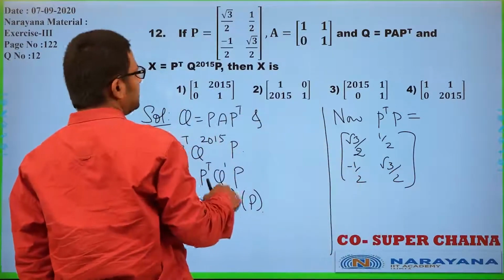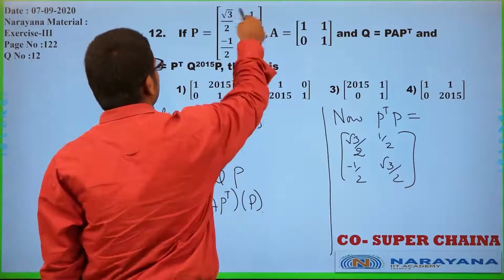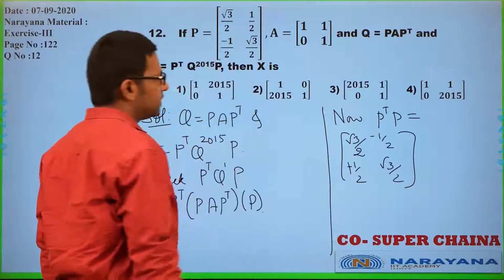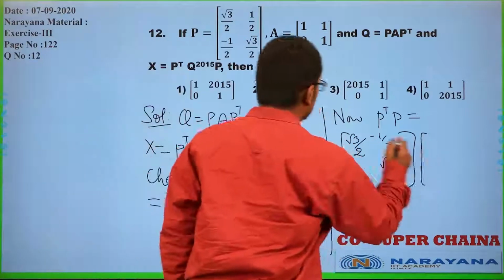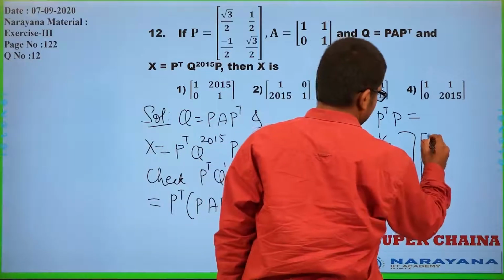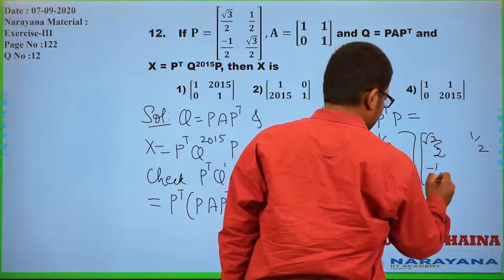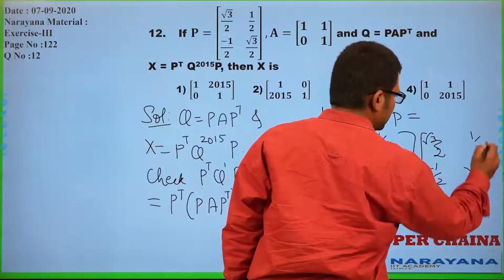Actually, we need the transpose, right? So minus half will go here, half will come here, which means this would be minus and this would be plus, okay? Into the original matrix. Root 3 by 2, plus half, minus half, root 3 by 2.